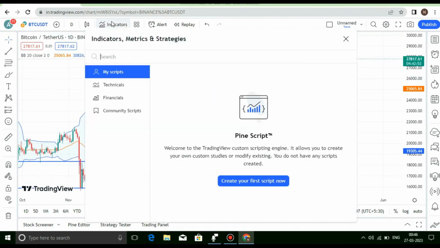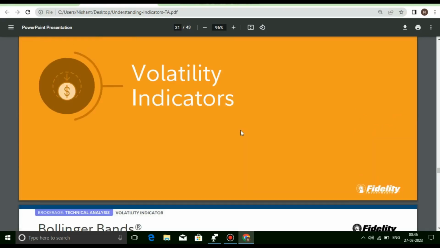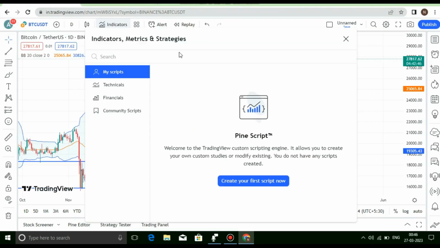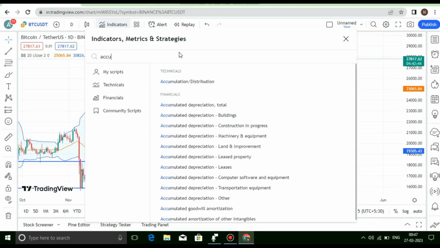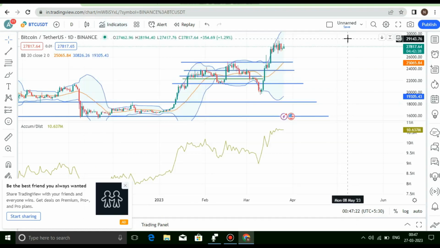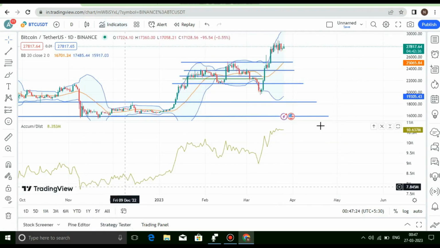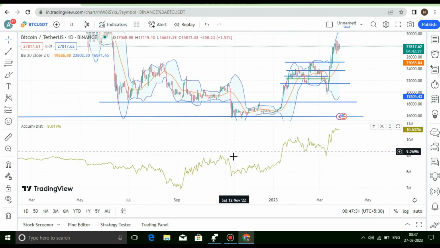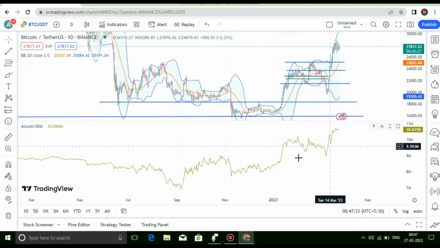According to the indicator that we were using previously, the accumulation and distribution indicator, which signifies the trend of any asset. So we have to apply that once again, and in combination with accumulation and distribution, we are going to be predicting the current trend of Bitcoin. So the accumulation distribution tells us that the trend of Bitcoin is likely to go upwards.